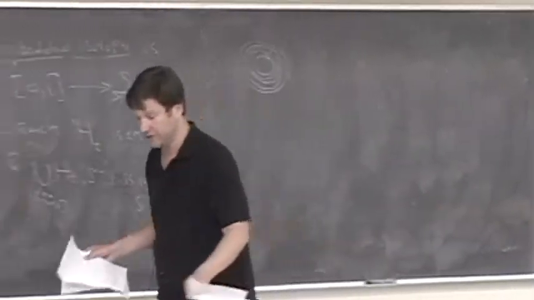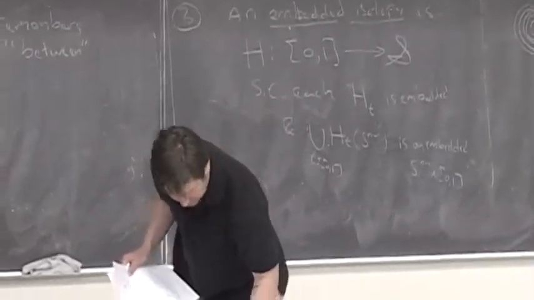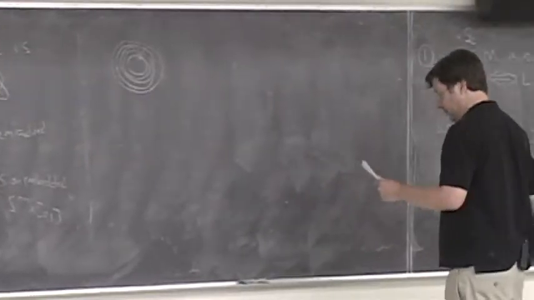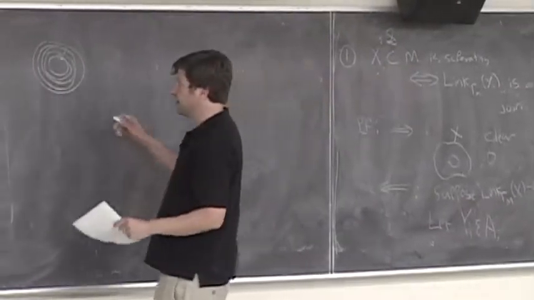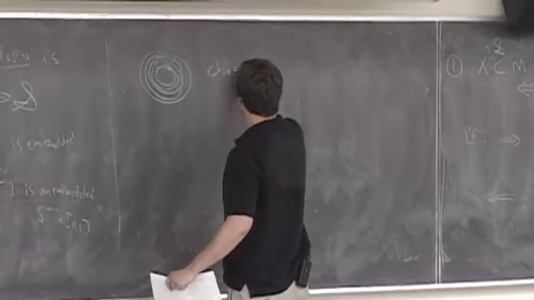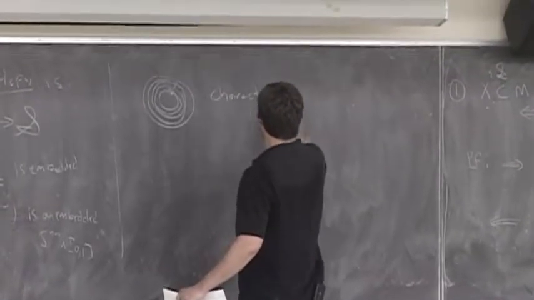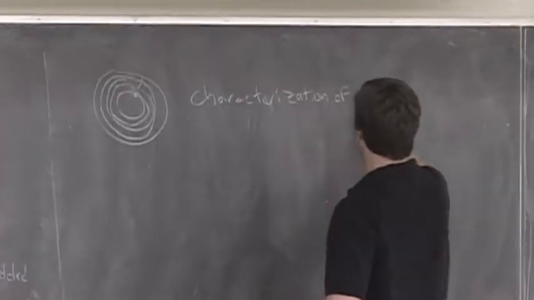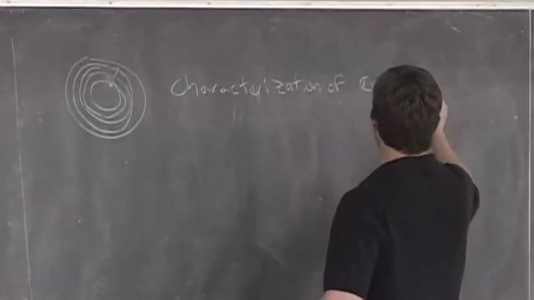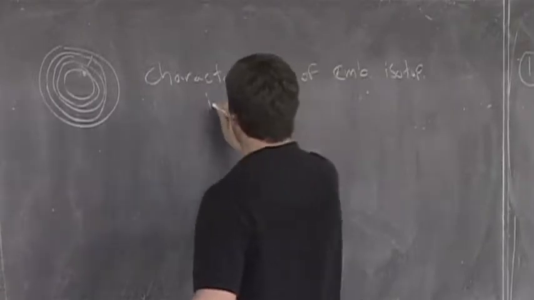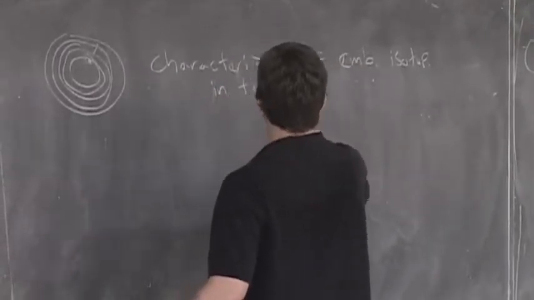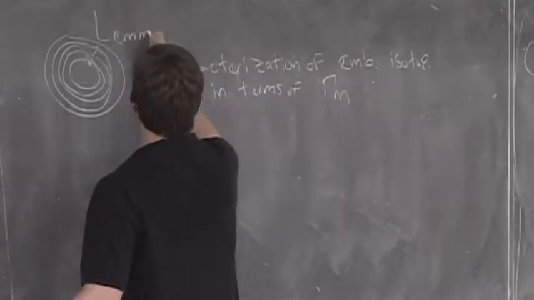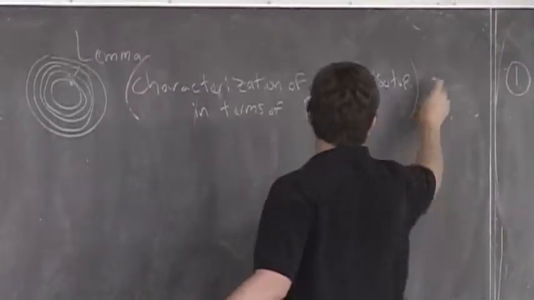So let me just say what the properties are. The key is a characterization of embedded isotopy in terms of, you can think of it as, again, graph theoretic properties, a lemma. That's called, this is sort of the title of the lemma.